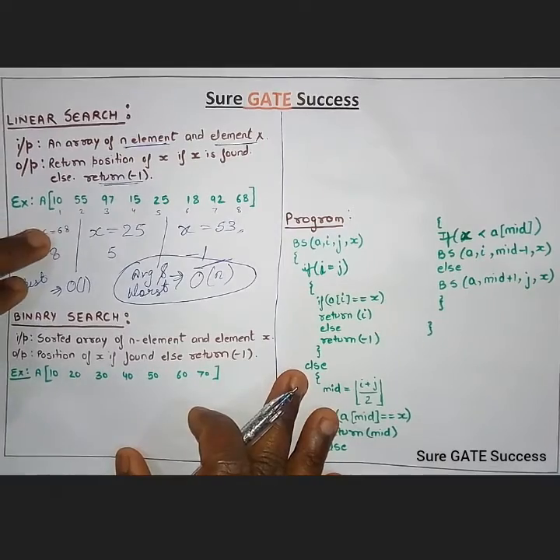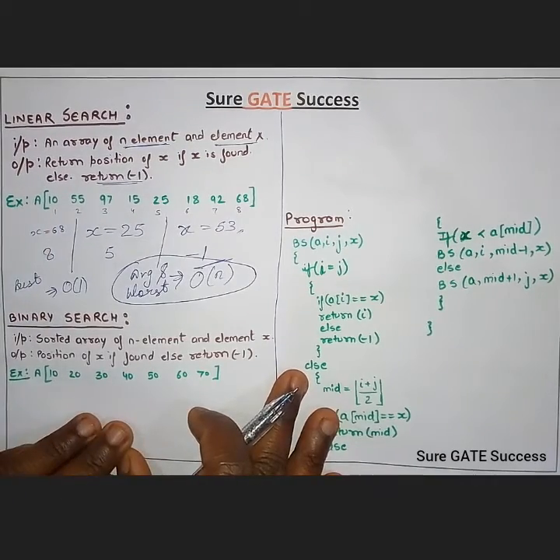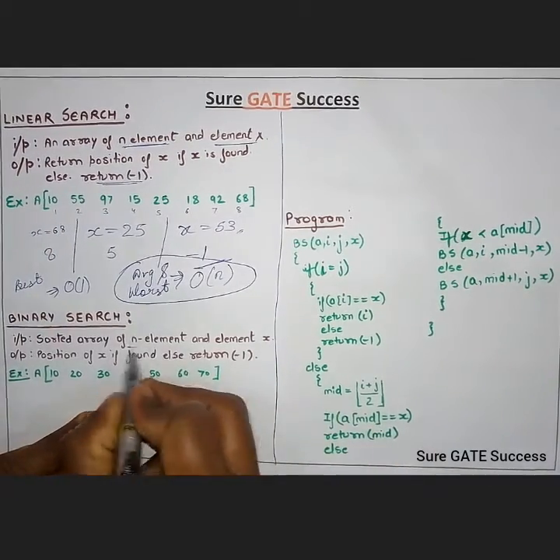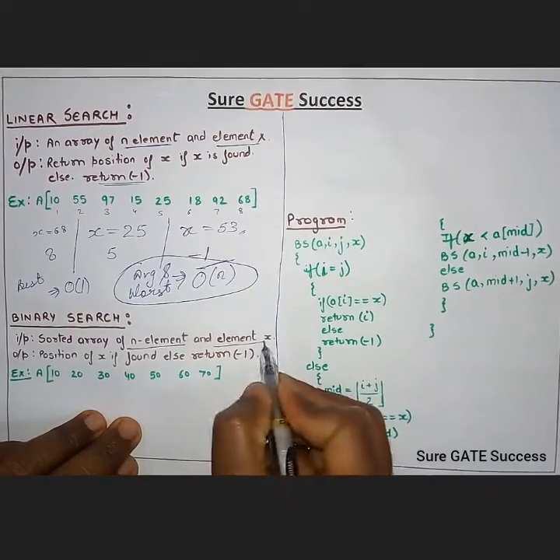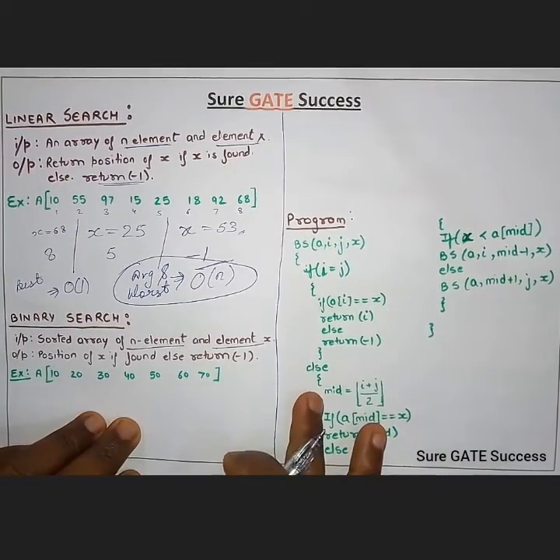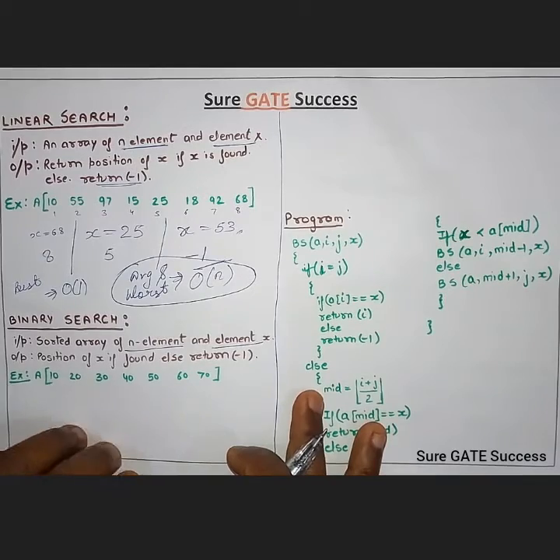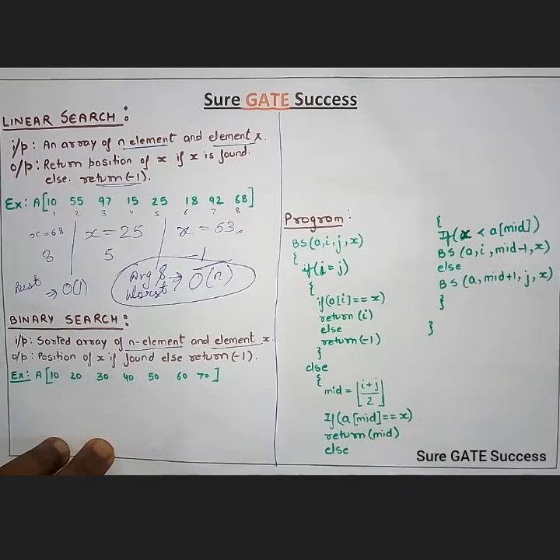So now coming to the binary search. For the binary search, what do we need to have? We need to have an array of elements and an element x, but the working is a bit different here. Here we move on to a particular midpoint and we compare.